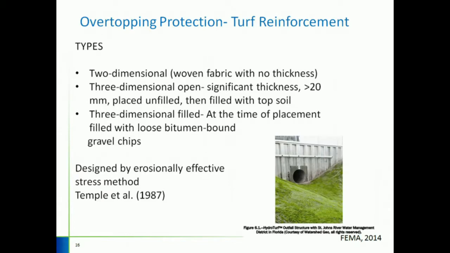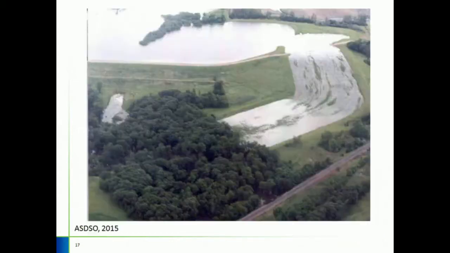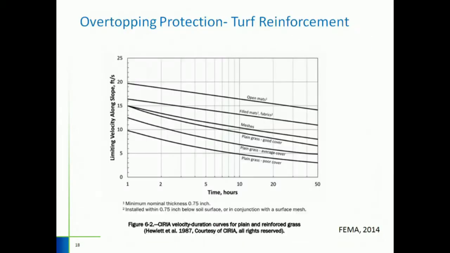Turf reinforcement. This is placed under the vegetation cover here, and it could be 2-dimensional or 3-dimensional, and filled with topsoil. Here's an example, overtopping you see on. Another reference for you, where you have a limiting velocity on the y-axis and the time in hours on the x-axis, and the different types of protection methods, plain grass, and go all the way up to open mats, and the limiting velocity increases.